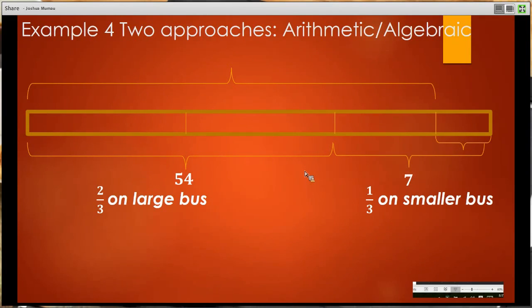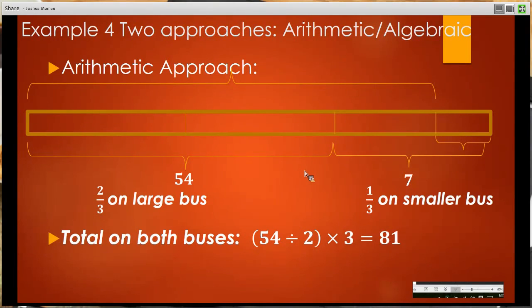So first, the arithmetic. We have a diagram here. We have 4 boxes, 4 rectangles, and they're combined. They're separated by very, very small lines. First, we have the 2/3 on a large bus. That's 54. 1/3 on a smaller bus, 7. Total on both buses, 54 divided by 2. We're going to multiply that quantity by 3, 81.